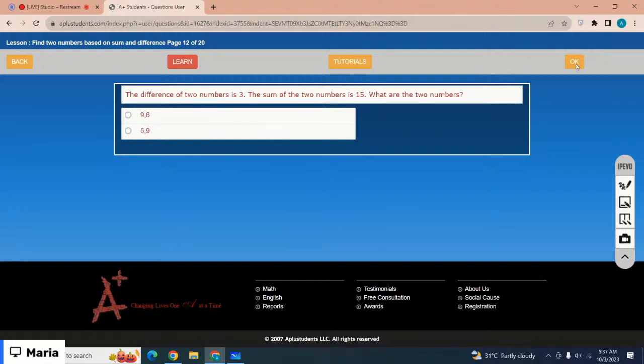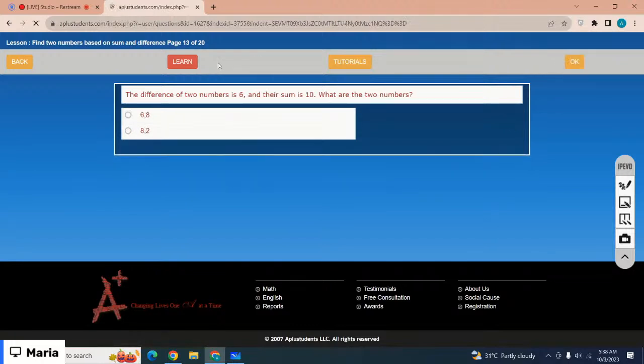Okay, the difference of two numbers is 3. The sum is 15. What are the two numbers? Nine and 6 they are. Very good.